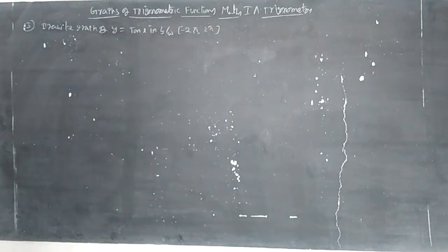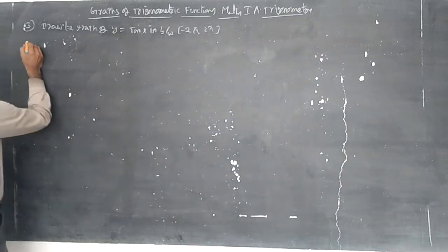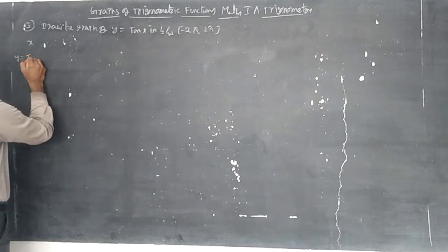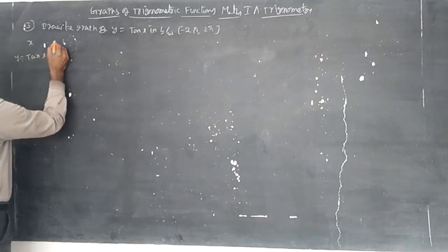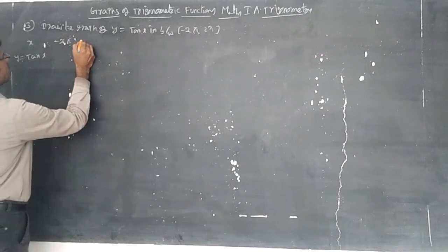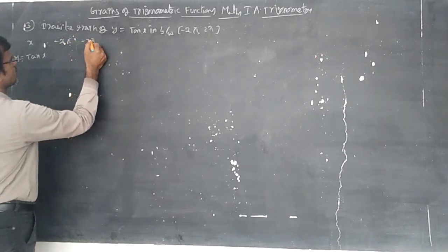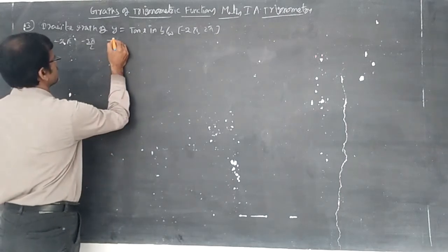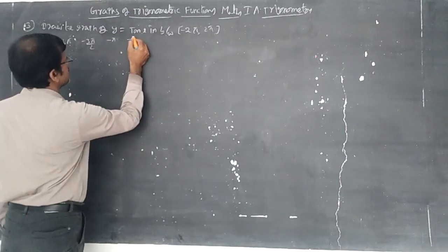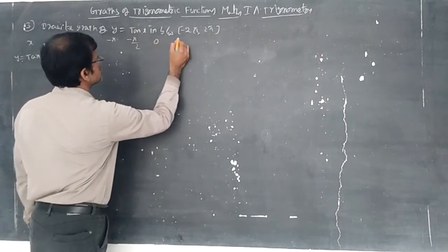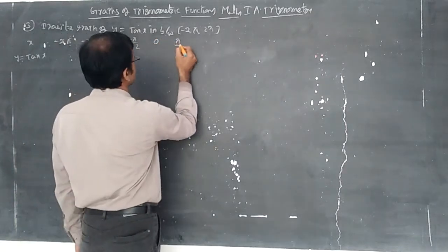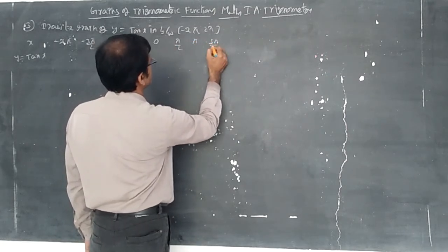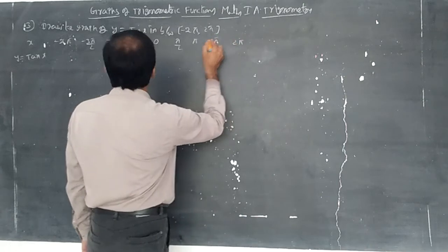Before going to draw the graph, let us write the values. X is equal to, this is x, this is y is equal to tan x. Like yesterday, take the gap pi by 2: minus 2 pi, minus 3 pi by 2, minus pi, minus pi by 2, 0, pi by 2, pi, 3 pi by 2 and 2 pi.